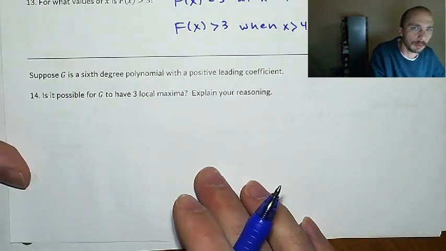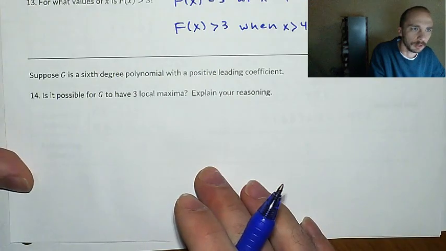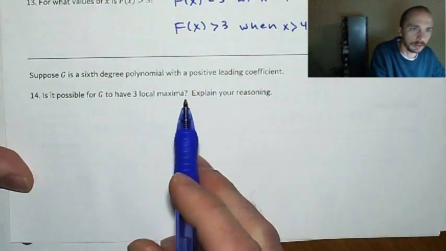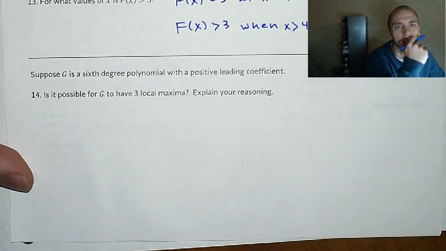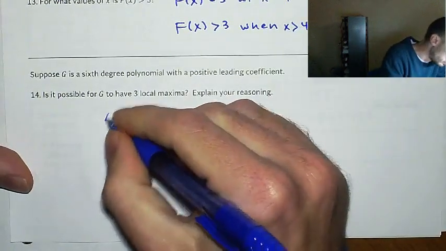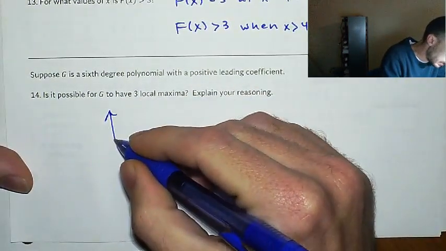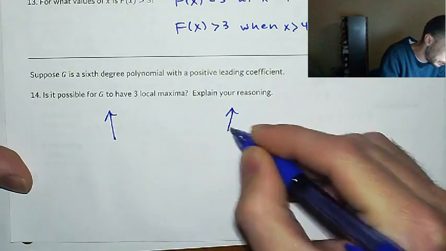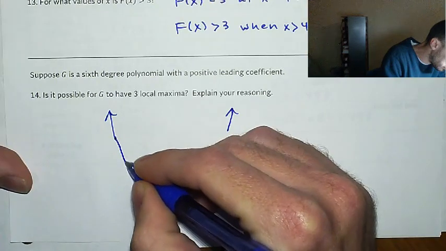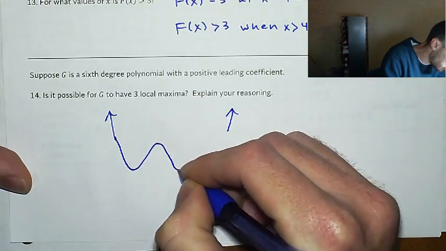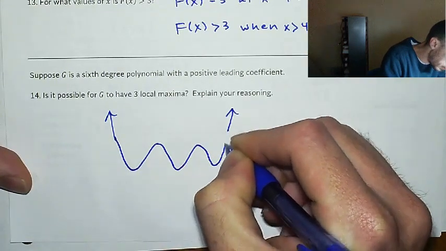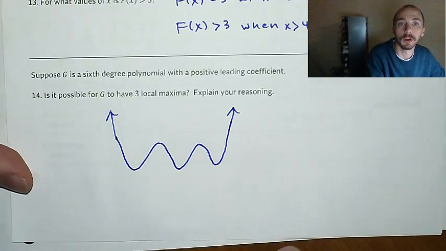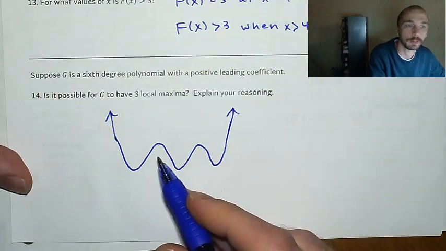g is a 6th degree polynomial with a positive leading coefficient. Is it possible for g to have 3 local maxima? So let's see. 6th degree with a positive leading coefficient. I could have up to 5 turning points. I know this is kind of my end behavior, so this could be a little sloppy. 1, 2, 3, 4, 5. That would be the greatest number of turnarounds, right? The greatest number of extrema.